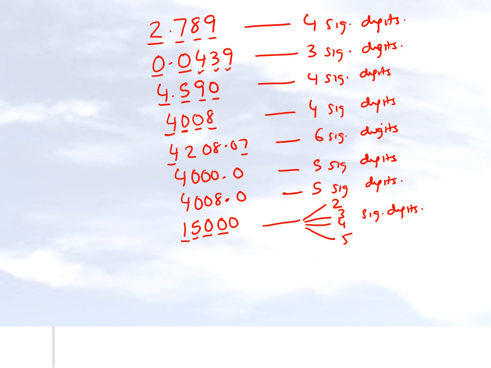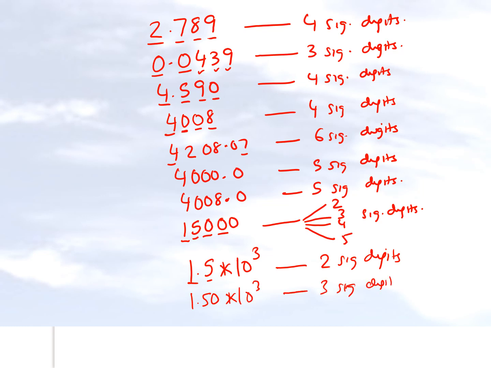But this vagueness in the number of significant digits can be addressed by using the scientific format, or what we call the floating point format. So both are the same, just like fixed format is the same as decimal format, scientific format is the same as floating point format. So we can write it like this: 1.5 times 10 to the power 3. This will have 2 significant digits, 1 and 5 here. 1.50 times 10 to the power 3 has 3 significant digits. The number is still 15,000.